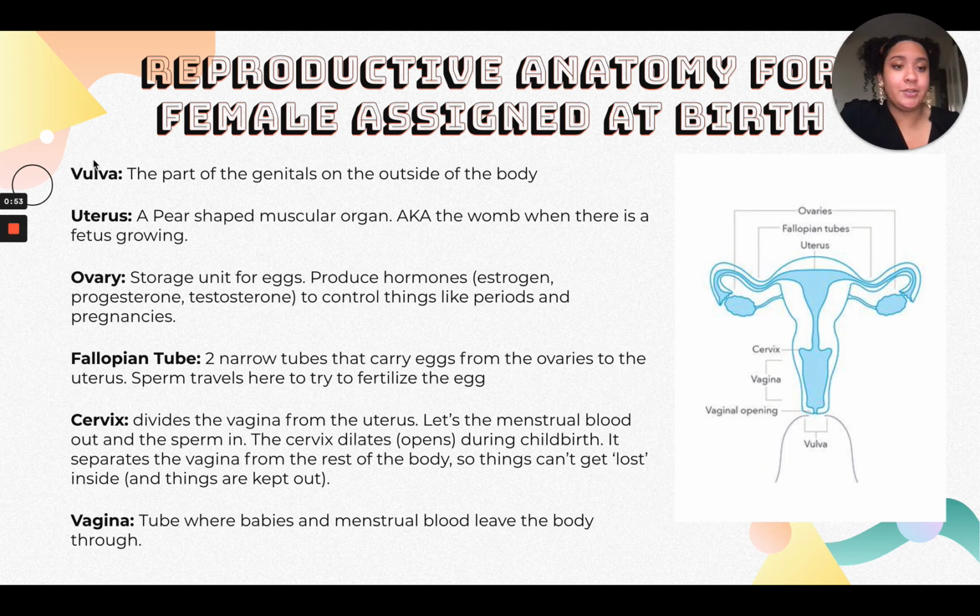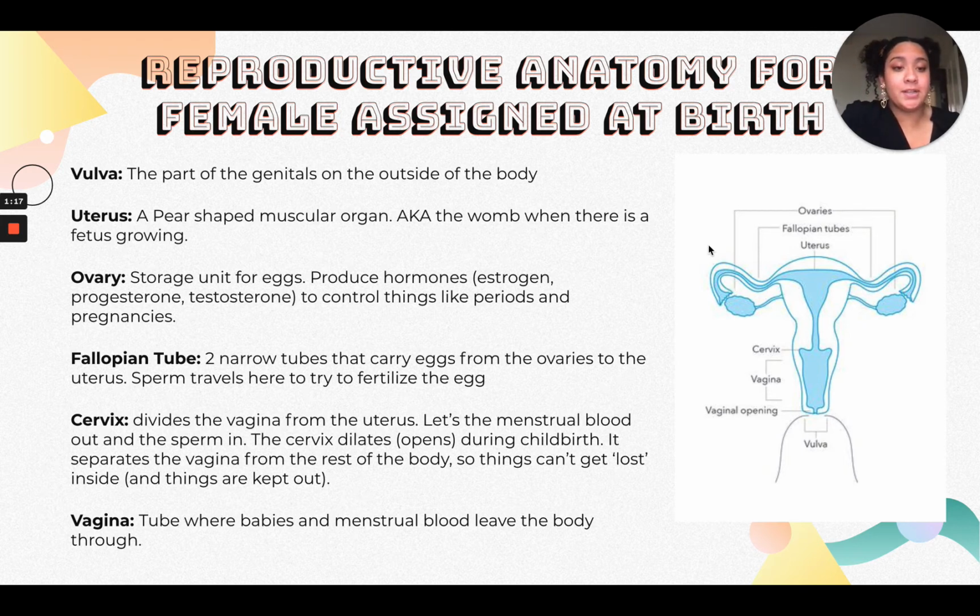Then there is the uterus. That is the pear-shaped muscular organ right here. Before the cervix, it is the uterus. It's also known as the womb. Once there is an egg implanted and a fetus growing, that's what it's called. It's a womb after that.